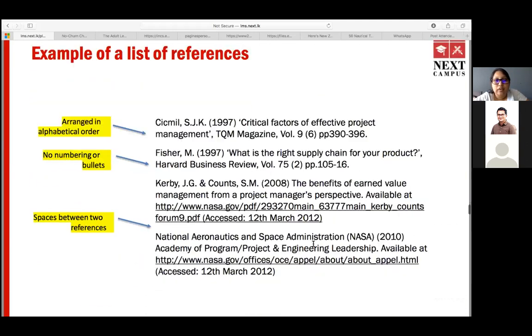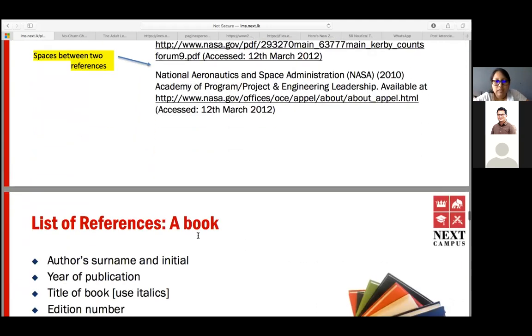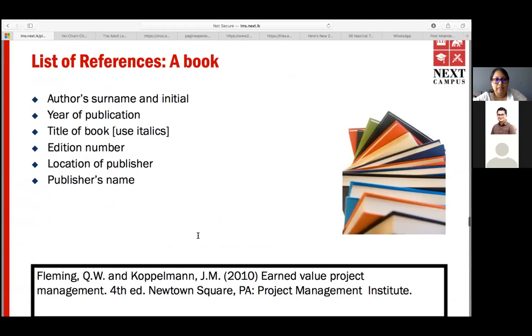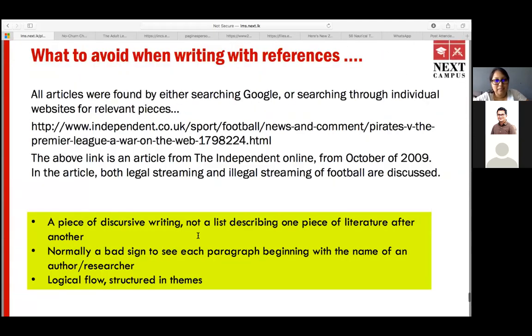This is how it will look. Alphabetical order. C, F, K, N, right? No bullets or numbering. And there's a space between two references. That's how you separate. No 1, 2, 3, 4 or ABCD or nothing like that, right? So keep this in your head. Okay, so I won't take you through this part because I'll take you through another part later, right?